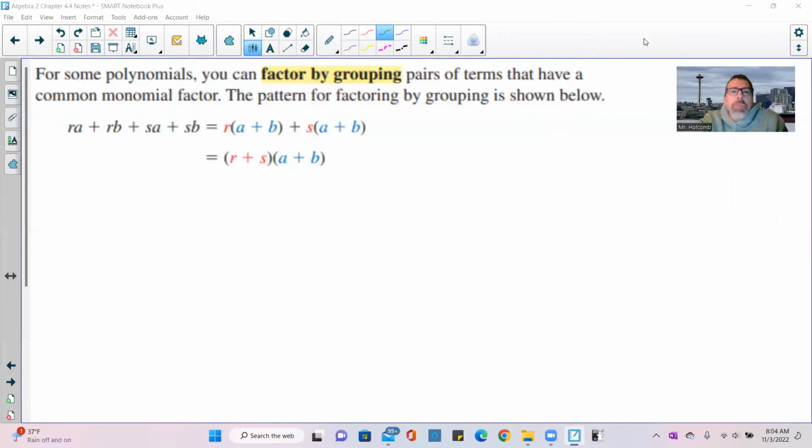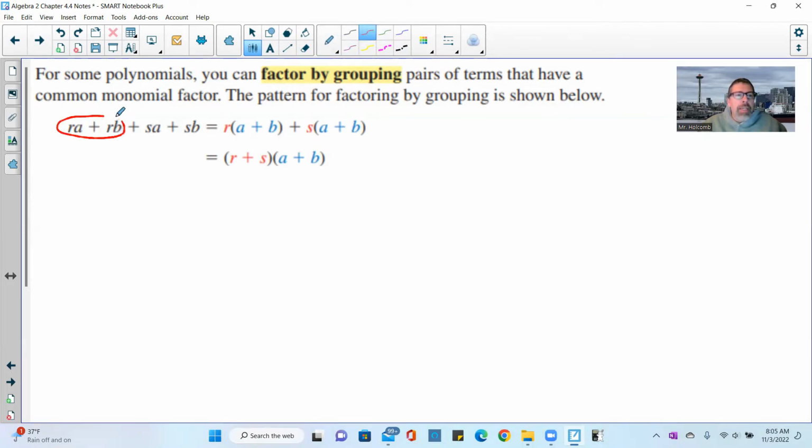Okay, for some polynomials, you can factor by grouping. It's called factor by grouping. Pairs of terms that have a common monomial factor. The pattern for factoring by grouping is shown below. So they gave a very basic example. RA plus RB plus SA plus SB is what was given. So in this one here, actually let me do it in red.